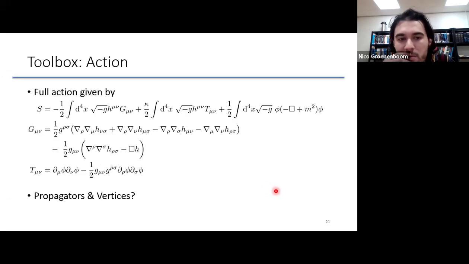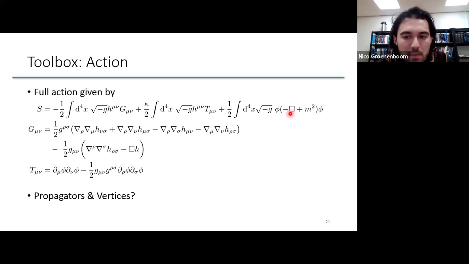Then the full action of this system is given by this. So we have a quadratic action of the perturbation H that couples to the linearized Einstein tensor. Then we have a coupling between the H and the stress energy tensor, which is in turn given by the scalar field, and the scalar field's own quadratic action, which is the usual Klein-Gordon action. And now from this, we want to find the propagators and vertices. But this action is far too large and complex to be able to just do that.